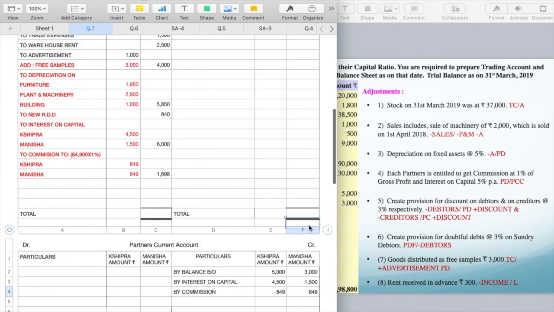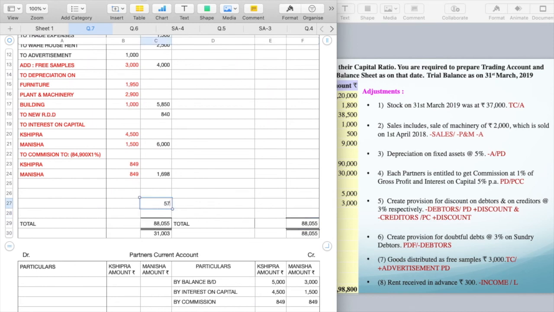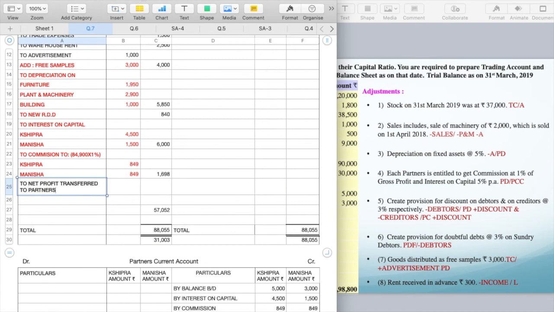So now we'll close the profit and loss account also, because trading account we have already closed. If you calculate, on the credit side you will get the total of 88,055, and on the debit side you will get 31,003, right? So we can see that credit side total is more, so we have to mention that. So we'll get the net profit of 57,052. So here we have to mention to net profit transferred to partners' current account, Shipra and Manisha.